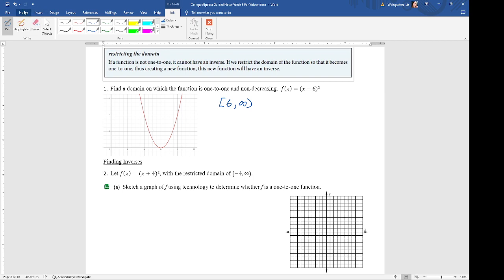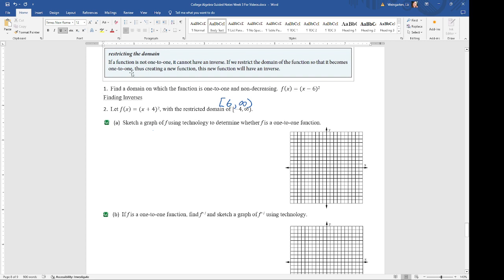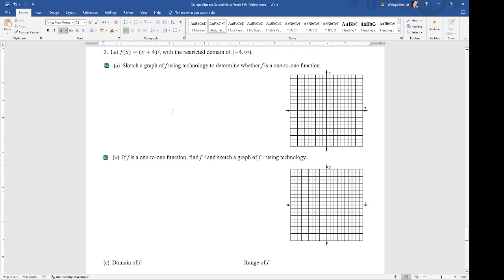So now we're going to practice finding the inverse of functions where we have to restrict the domain. They were nice enough to restrict the domain for us in number 2. They want us to sketch a graph of f using technology to determine whether f is a one-to-one function. Now this function is (x plus 4) squared, where x is greater than or equal to negative 4.